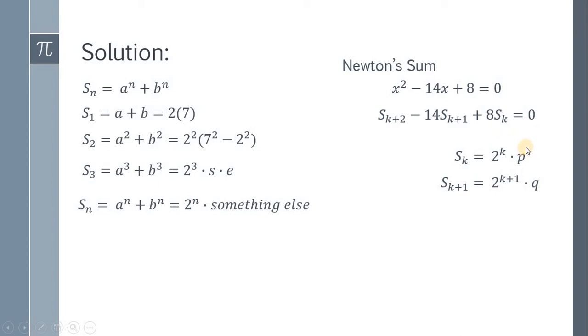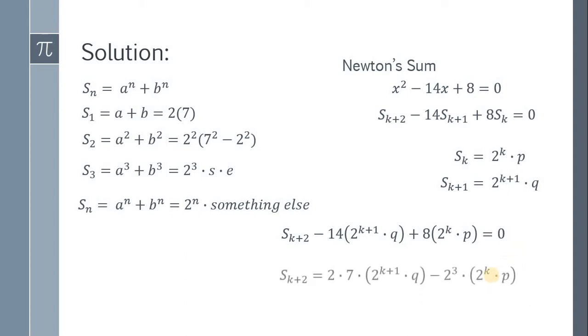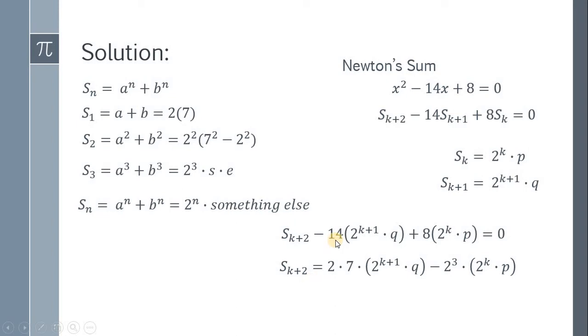Next, yung goal natin maipakita na yung s sub k plus 2 is a multiple of 2 raised to k plus 2. We have s sub k plus 2 minus 14 times 2 raised to k plus 1 times q plus 8 times 2 raised to k times p is equals to 0. Next, solving for s sub k plus 2, we have s sub k plus 2 is equals to yung 14, ginawa ulit na 2 times 7 times 2 raised to k plus 1 times q minus yung 8, ginawa na rin 2 raised to 3 times 2 raised to k times p.